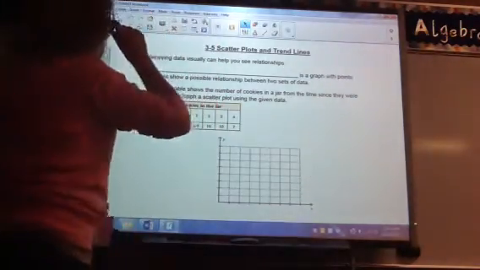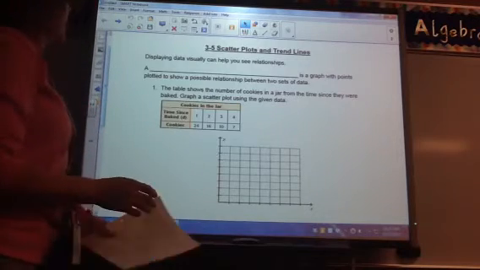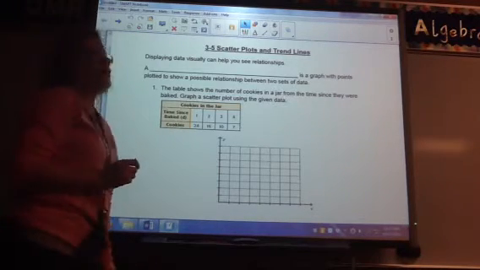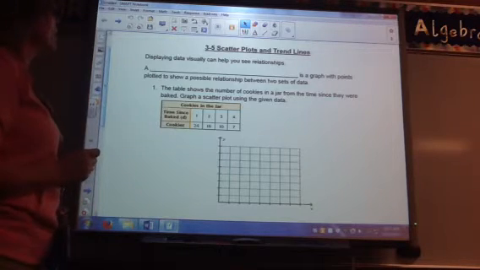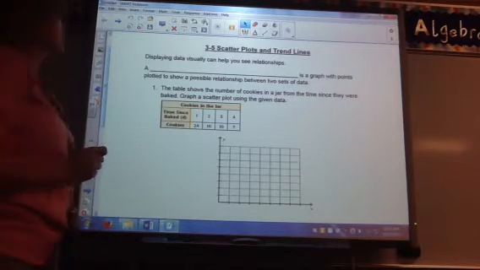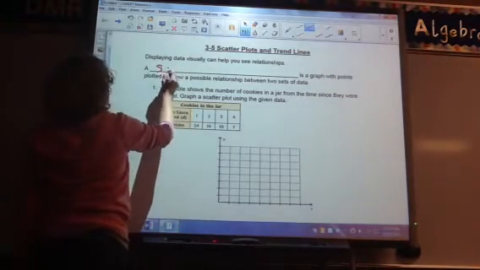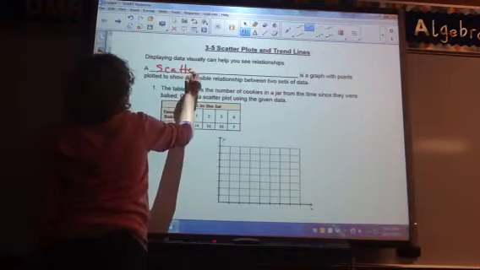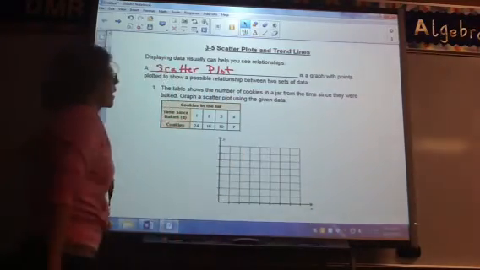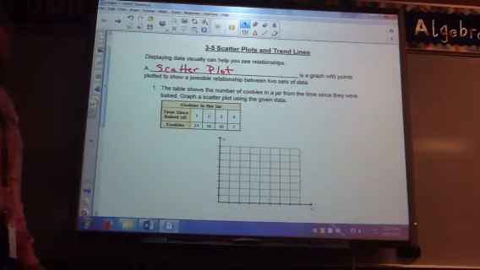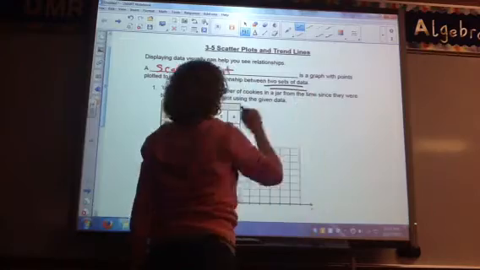Alright guys, we're going to do section 5 in Unit 3 today. We're going to talk about scatter plots and trend lines. Our objective is displaying data visually, can help you see relationships. Okay, so a scatter plot is a graph with points plotted to show a possible relationship between two sets of data.